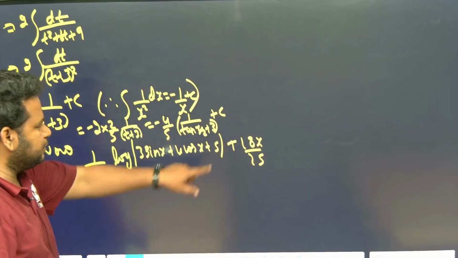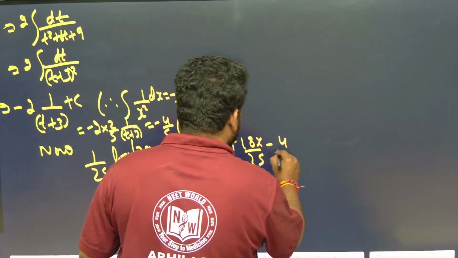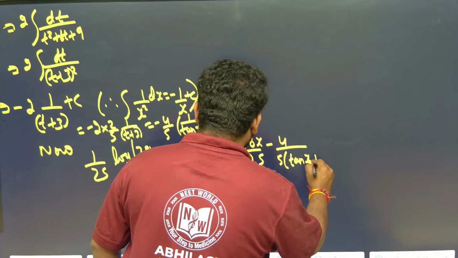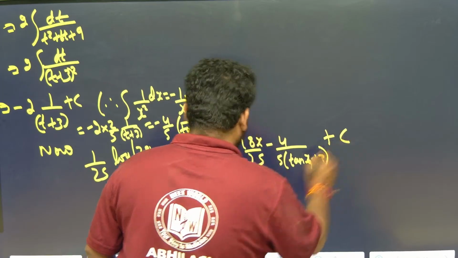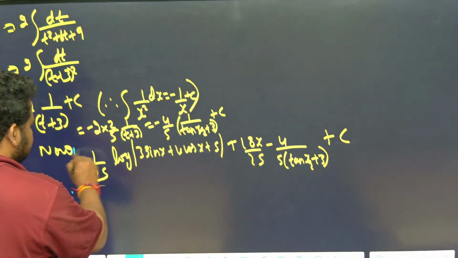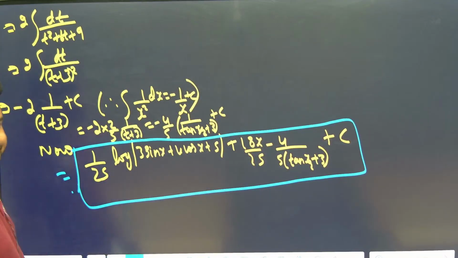So this value I will put here, and this will become minus 4 by 5 into tan x by 2 plus 3, this entire thing, plus c. This is the final answer for this question. This is what we will have, this is the final answer to this question, clear?